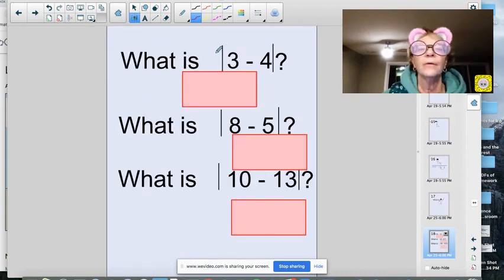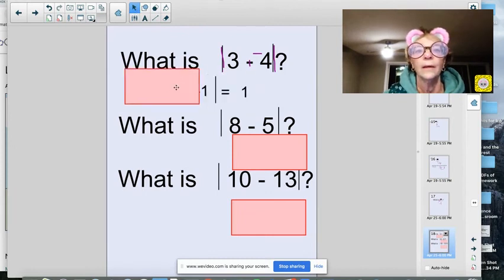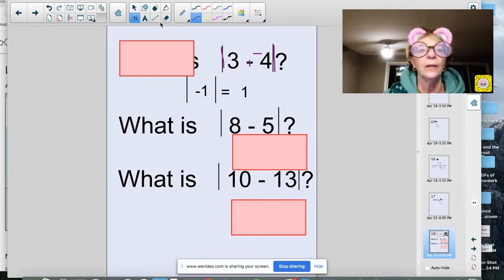All right, some math to do. What you want to do is treat these guys like parentheses, right? So if I had this in an equation, I would have to do 3 minus 4 or 3 plus negative 4. Answer to that is negative 1, but because of the absolute value, the answer is positive 1.